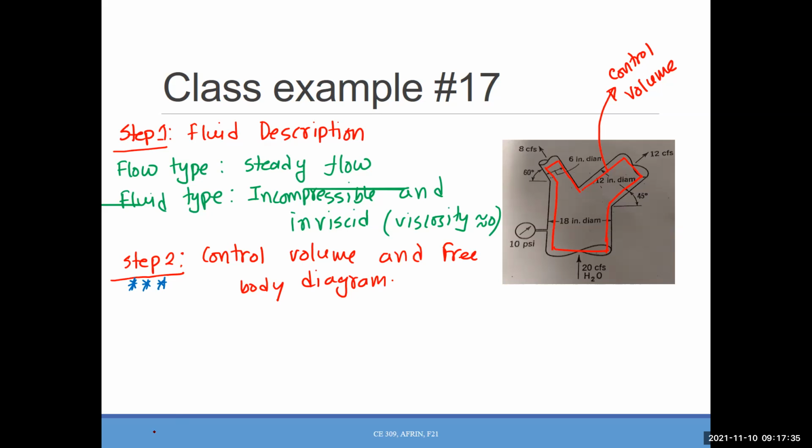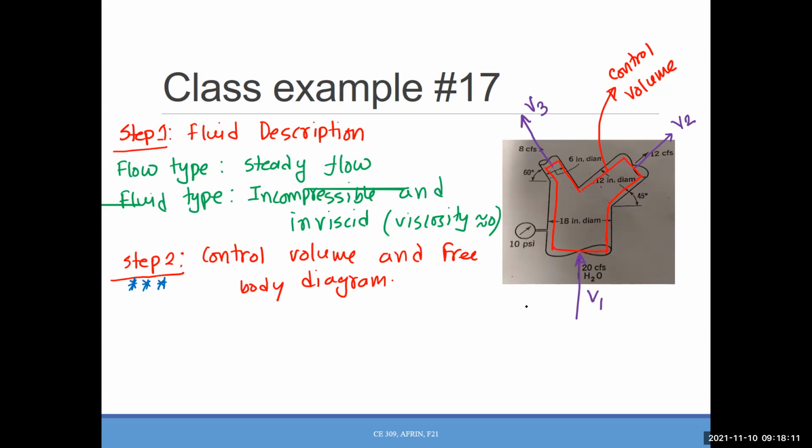Okay. So how many inlets we have here and how many outlets we have here? One inlet, two outlets. Okay. So this one is the inlet, right? Like 20 CFS. So here that was V1 and two outlets. That means flow is going outside. That is V2. That is V3, right?